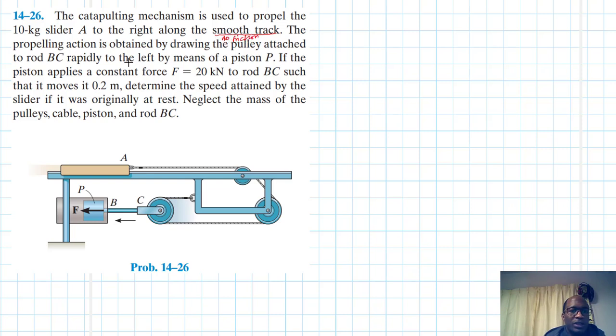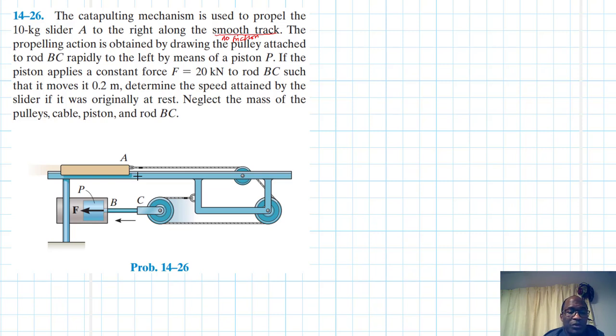The propelling action is obtained by drawing the pulley attached to the rod BC rapidly to the left by means of a piston P. If the piston applies a constant force F equal to 20 kilonewtons to the rod BC such that it moves 0.2 meters, determine the speed attained by the slider if it was originally at rest. Neglect the mass of the pulleys, cables, piston, and the rod BC.